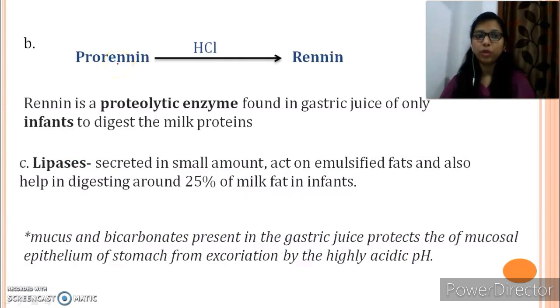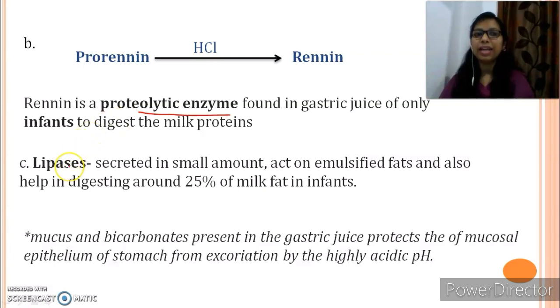Next is the prorenin, which is the inactive form of renin, and this prorenin gets activated into renin with the help of HCl, and it is found only in infant to digest the milk protein. That's why it is known as proteolytic enzyme. Proteolytic enzyme means the enzyme which helps in the digestion of proteins.